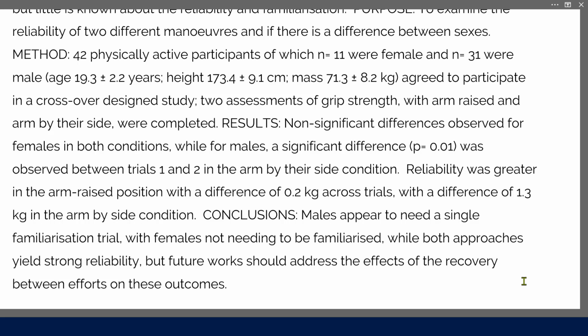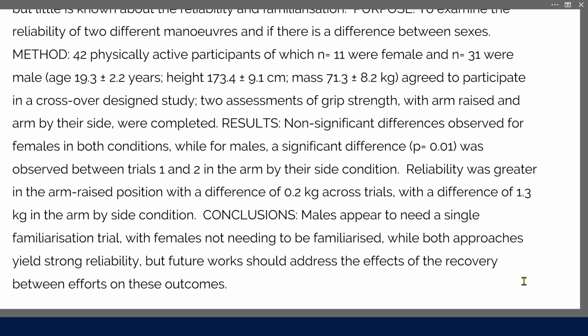A little bit more information. Reliability was greater in the arm raised position, but rather than showing the overall reliability of results, which are quite complicated, which are in the main part of the results of the report, what has happened here is they've been summarized into what the difference was. So what was the difference? Well, the difference across 2 trials of 0.2 kilograms, and difference in the other condition of 1.3 kilograms. So in other words, what we've got is a very brief summary which allows the reader to go, oh, okay, I can see why reliability was greater in one condition compared to the other. But we've got the headlines.